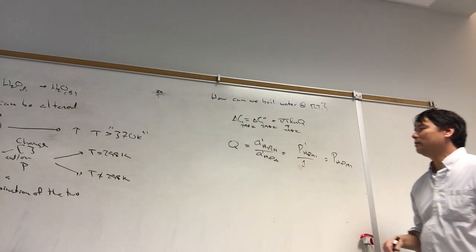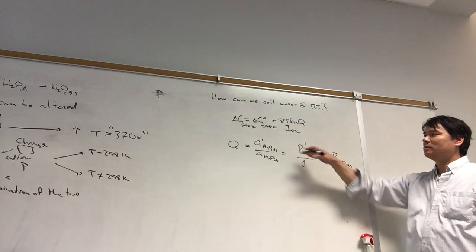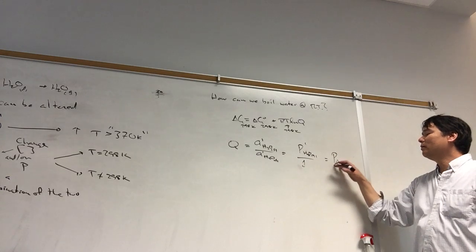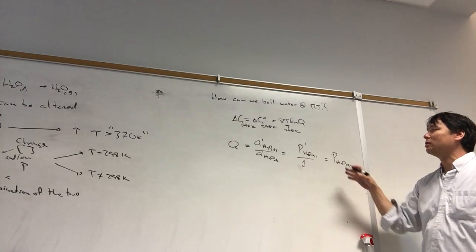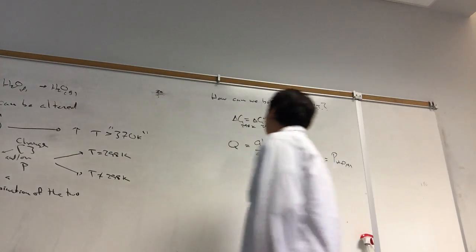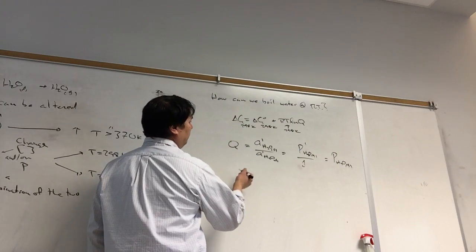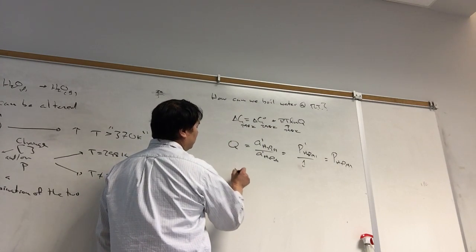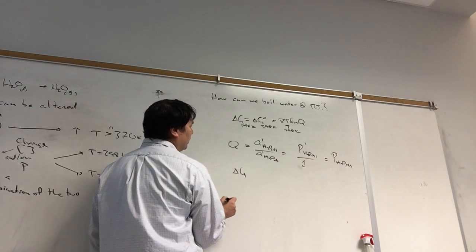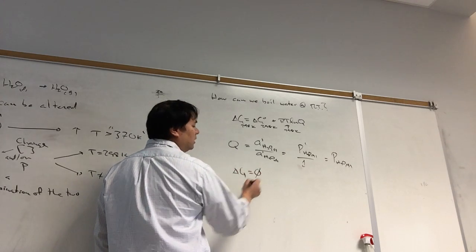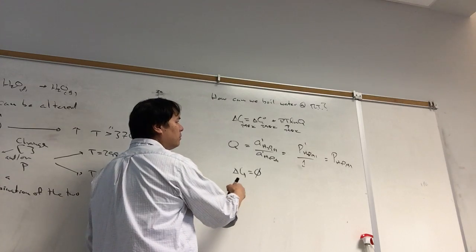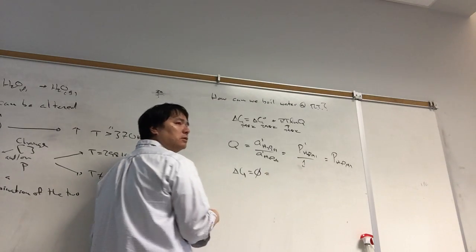Actually, this is the vapor pressure because it's coming off the liquid. All we need to do is make sure that this is equal to the atmospheric pressure, and then we get boiling. So let's solve for it. If we want boiling to occur, then we need delta G to equal 0, because we want it to go from positive to negative.